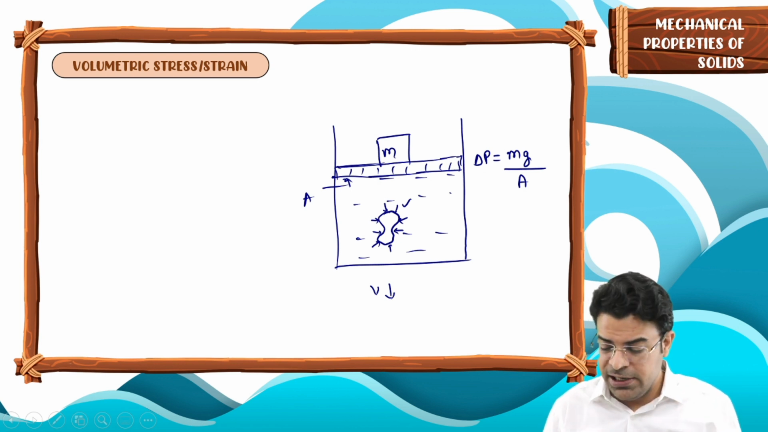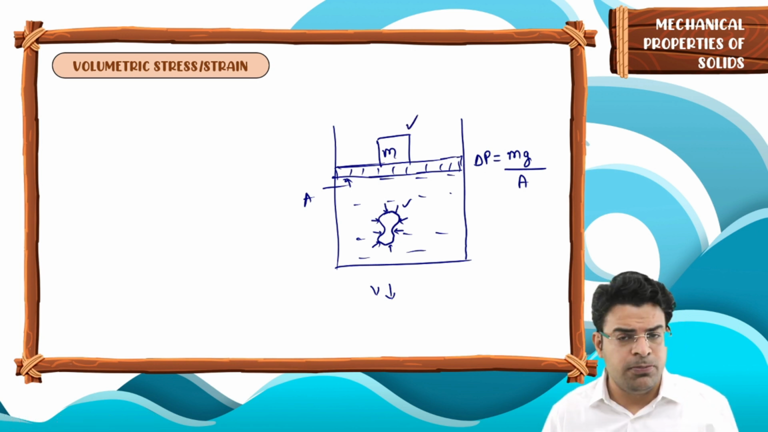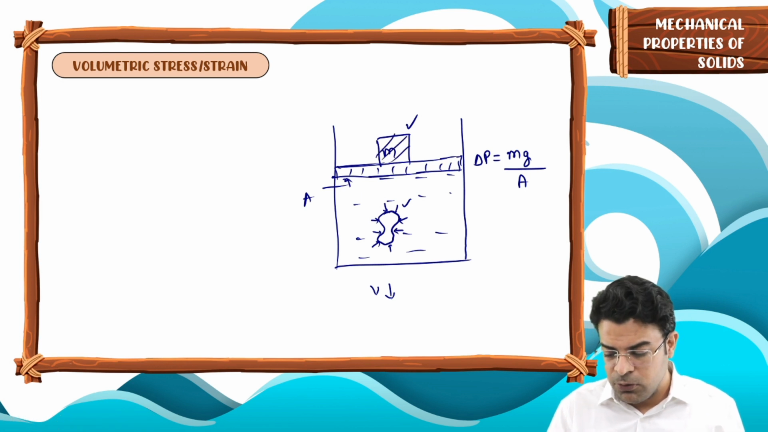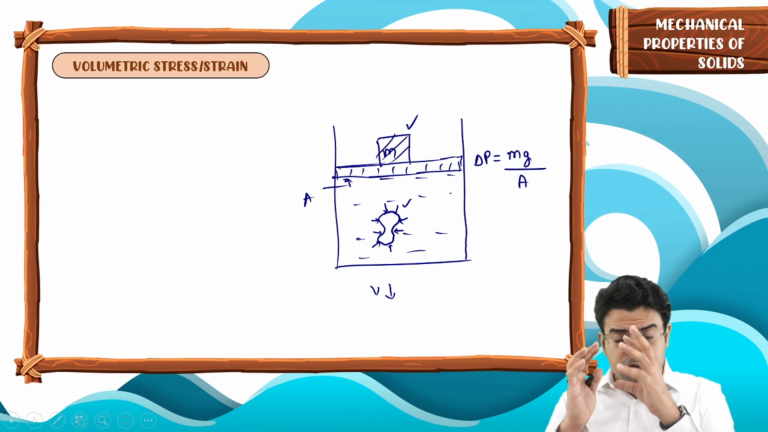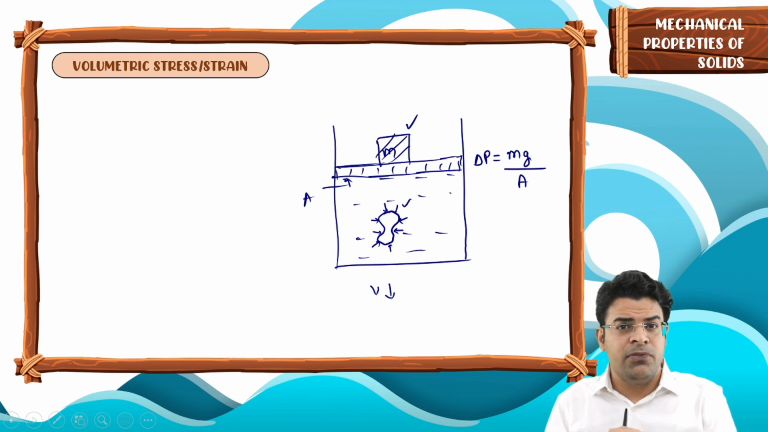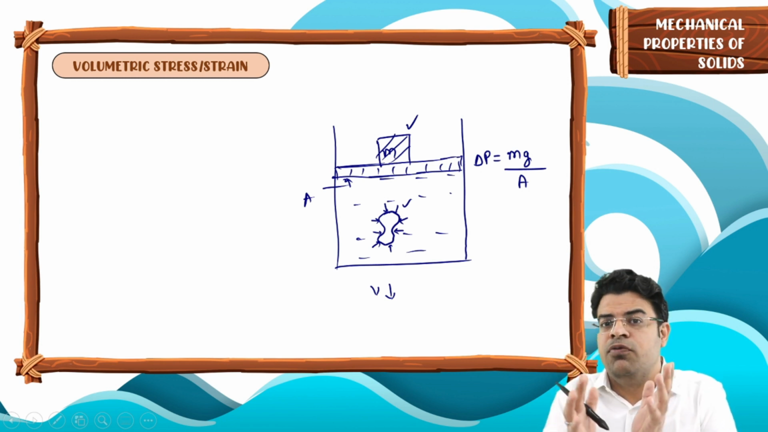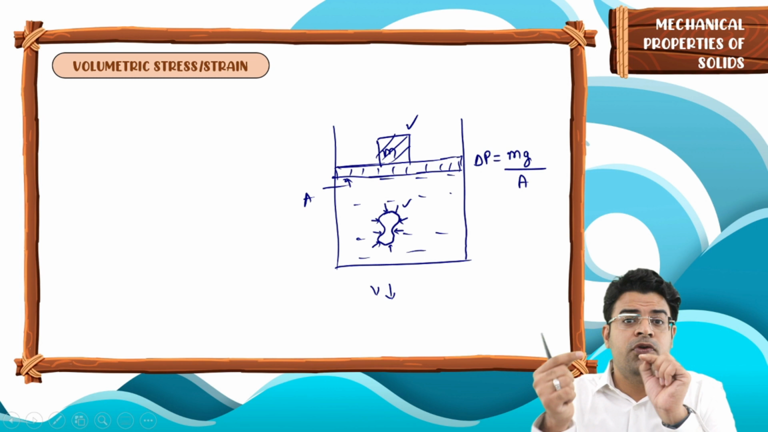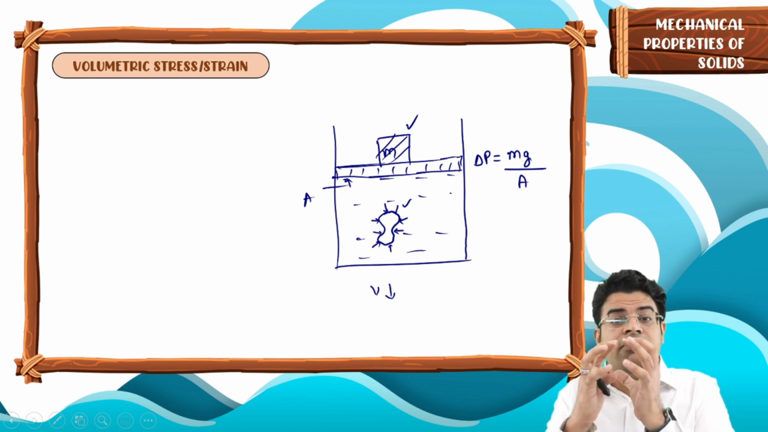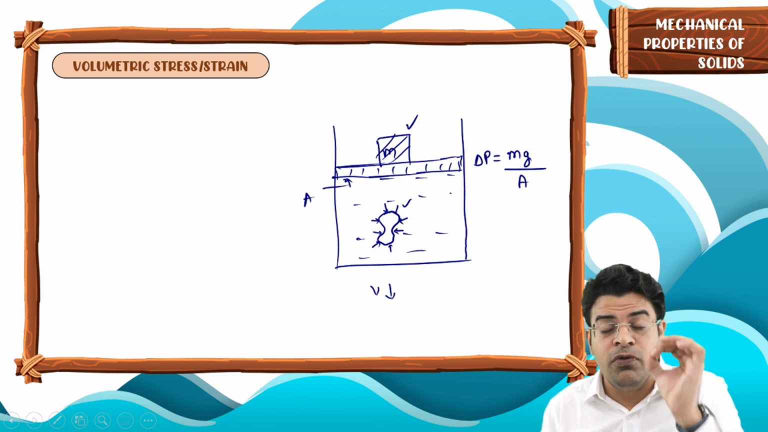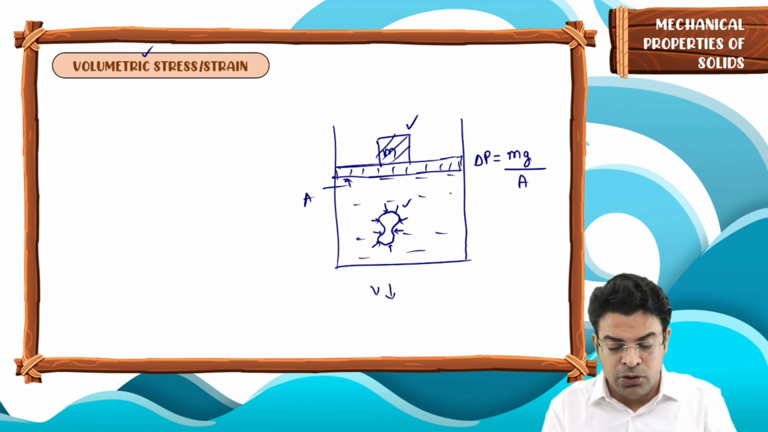To the contrary, if already this block was placed and now you have removed the block, the pressure of the fluid in the container will decrease. As the surrounding pressure decreases, the surrounding compressive forces will decrease, so this body will expand and hence its volume will increase, and this creates volumetric strain.